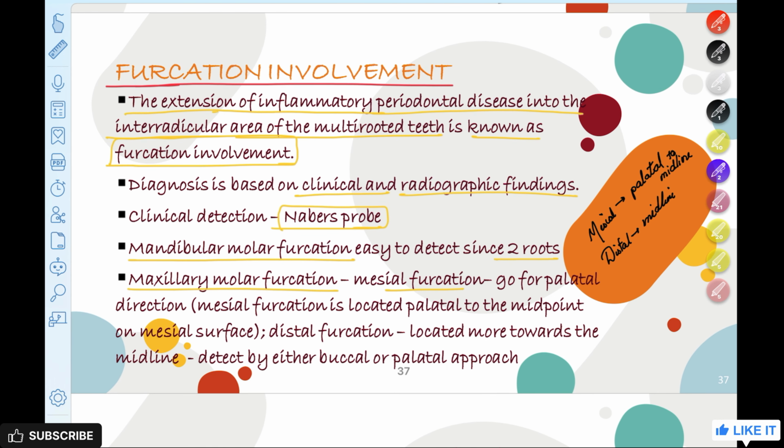The next thing we have is furcation involvement. The extension of inflammatory periodontal disease into the interradicular area of the multi-rooted teeth is known as furcation involvement. So, the extension of inflammation of periodontal disease into the interradicular area.